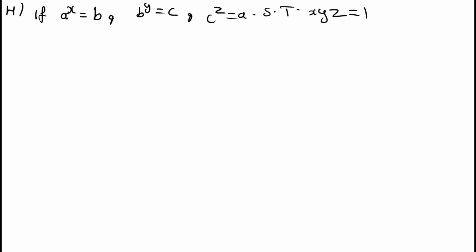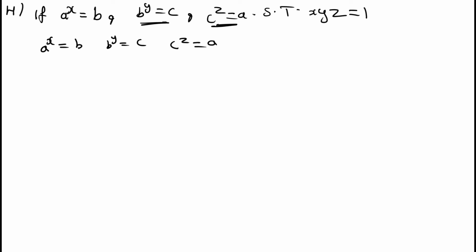See the next question. a to the power x equal to b, b to the power y equal to c, c to the power z equal to a. Using this data, you need to show that xyz is equal to 1. Okay. So, to solve this problem, consider the given data: a^x = b, b^y = c, and c^z = a.